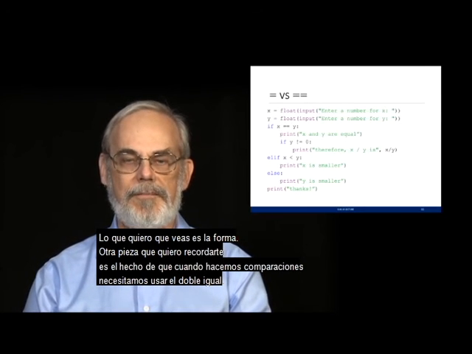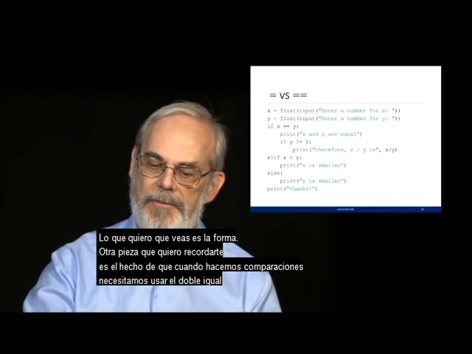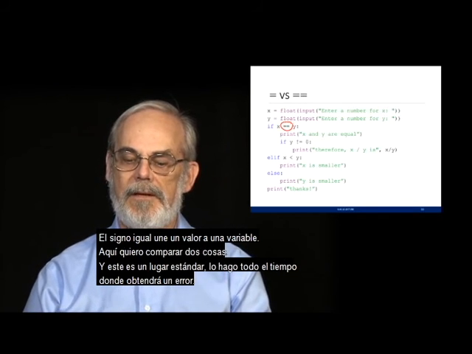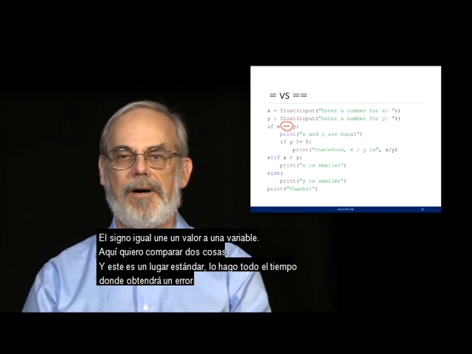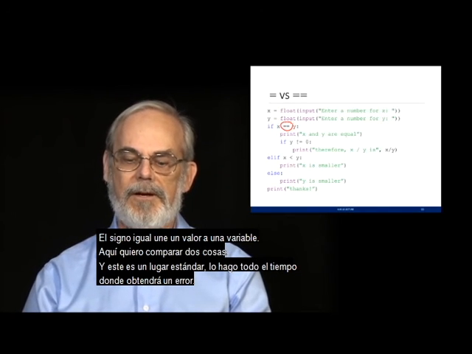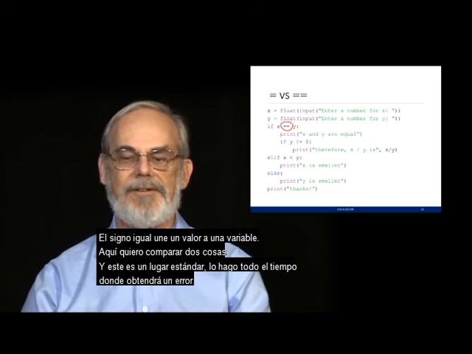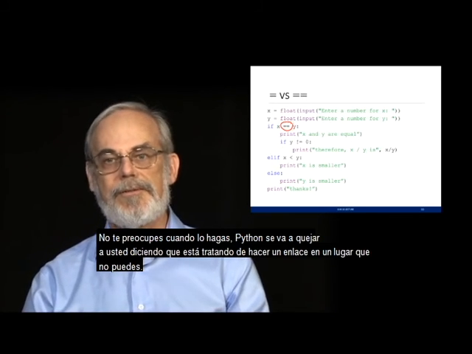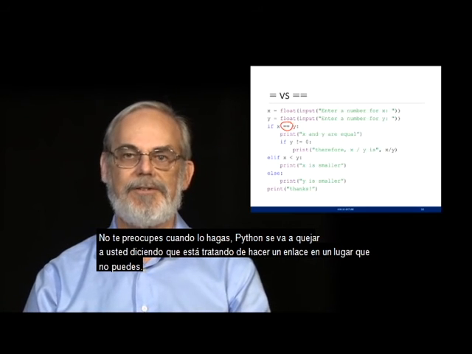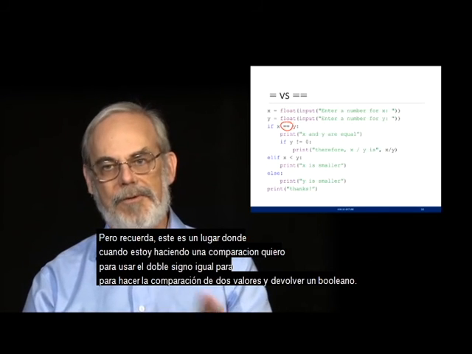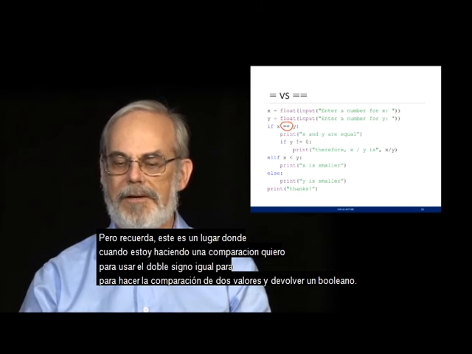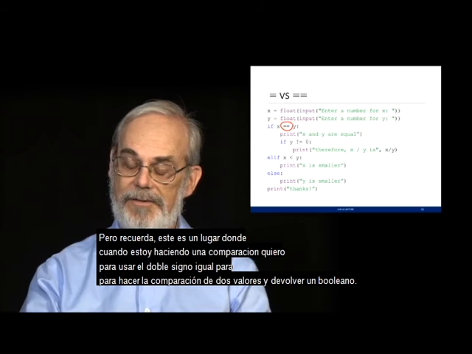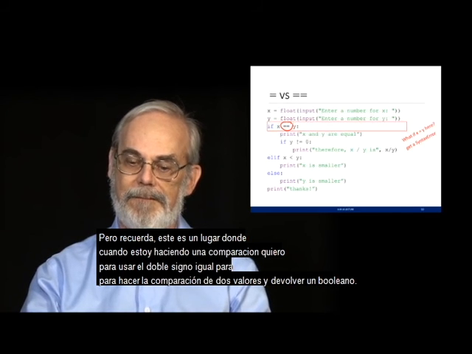One other piece I want to remind you of is the fact that when we do comparisons, we need to use the double equal. Equal sign binds a value to a variable. Here I want to compare two things, and this is a standard place. I make it all the time where you'll get a bug. Don't worry when you do it. Python's going to complain at you saying you're trying to do a binding in a place that you can't. But remember, this is a place where when I'm doing a comparison, I want to use the double equal sign in order to make the comparison of two values and return a Boolean.